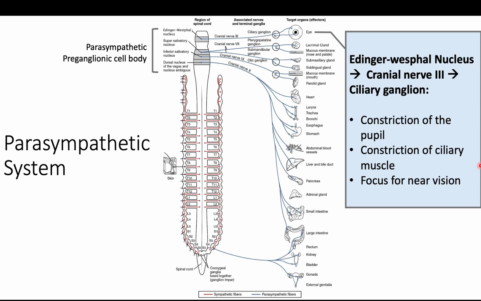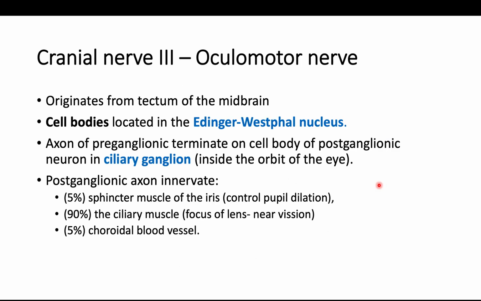Okay, so now let's focus on the first one that comes out from the Edinger-Westphal nucleus. From the Edinger-Westphal nucleus, it will go to cranial nerve number 3, or the oculomotor nerve. It will go to the ciliary ganglion. What it will do, it will constrict the pupils, constrict the ciliary muscles, and it will focus on near vision. Okay, so you can read by yourself for this one. This is just additional notes for you.